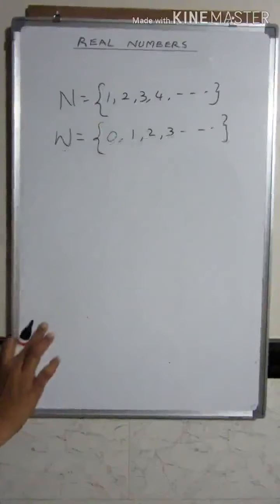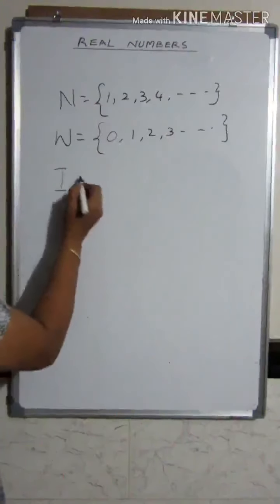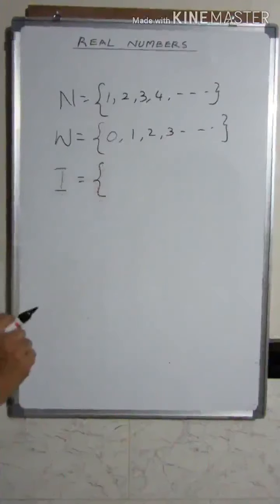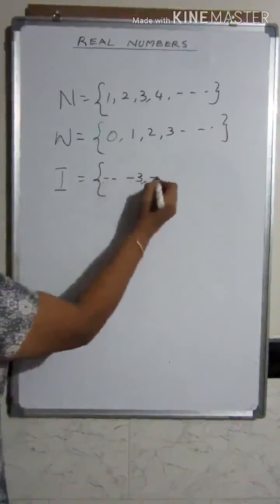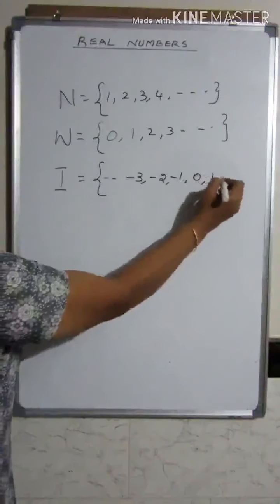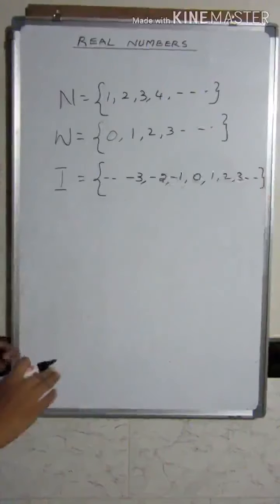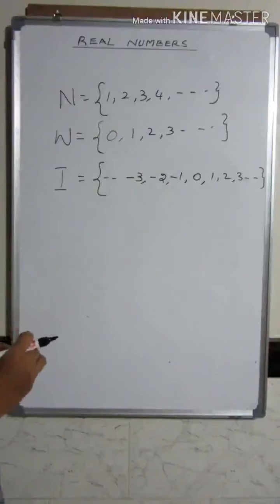Now next you have got integers. Integers is represented by the letter I. Now integers are nothing but collection of positive numbers, negative numbers along with 0, and you write it as -3, -2, -1, 0, 1, 2, 3, etc. So these are integers. Next you have got rational numbers.